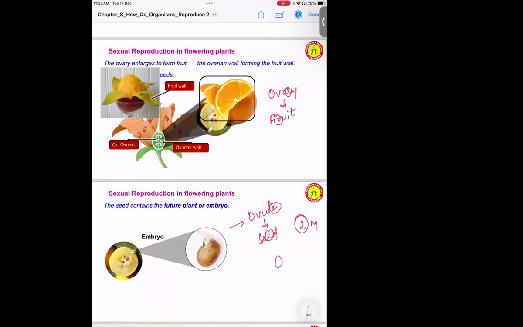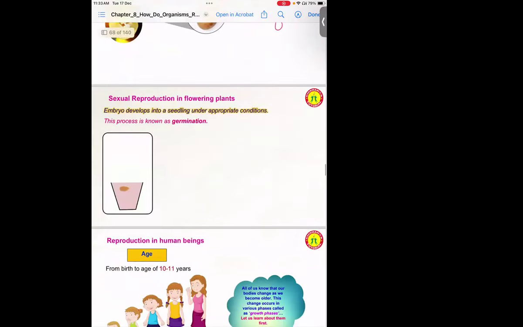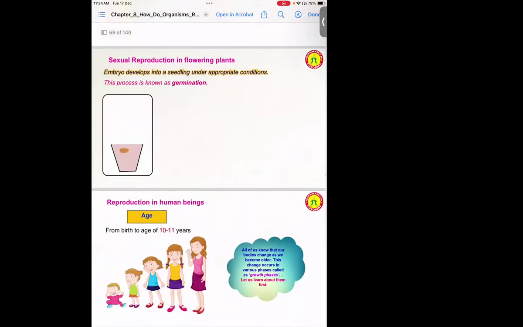So the ovary will be converted into the fruit and the ovule will get converted into the seed after this whole process. And that is why the seed contains a future plant or the embryo with it. So this embryo then develops into a seedling under the appropriate conditions, and this whole process is called germination. So that is how we have completed the first half of the chapter, which is about asexual reproduction and also about sexual reproduction in flowering plants.